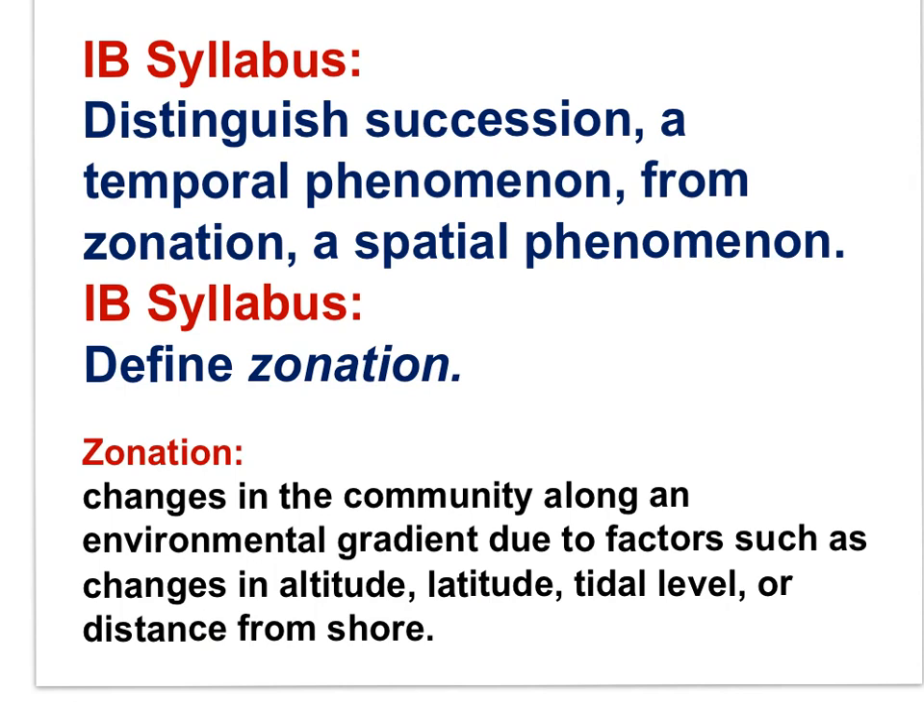As we come to the end of this movie, there is one more term I would like to introduce, and that term is zonation. The IB syllabus statement is: distinguish succession, a temporal phenomenon, from zonation, a spatial phenomenon. Define zonation. Zonation is change in the community along an environmental gradient across space due to factors such as changes in altitude, latitude, tidal level, or distance from shore. Zonation refers to changes in community across space, say from here to there, over there, while succession refers to change in a community in a single location over time.